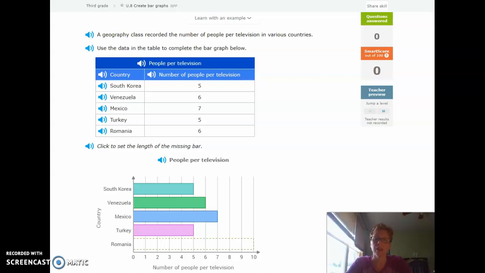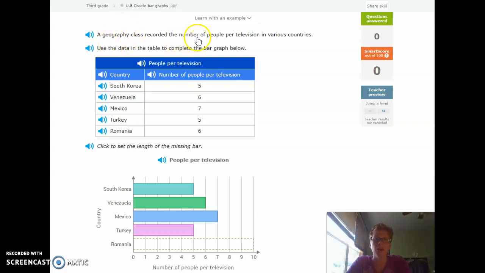We are working on the IXL task RPF, create bar graphs. What I see in front of us is a chart with some information and some numbers, and then a bar graph with some missing pieces to it. So we're going to read the information, and then we're going to fill in the bar graph. So let's read it together.